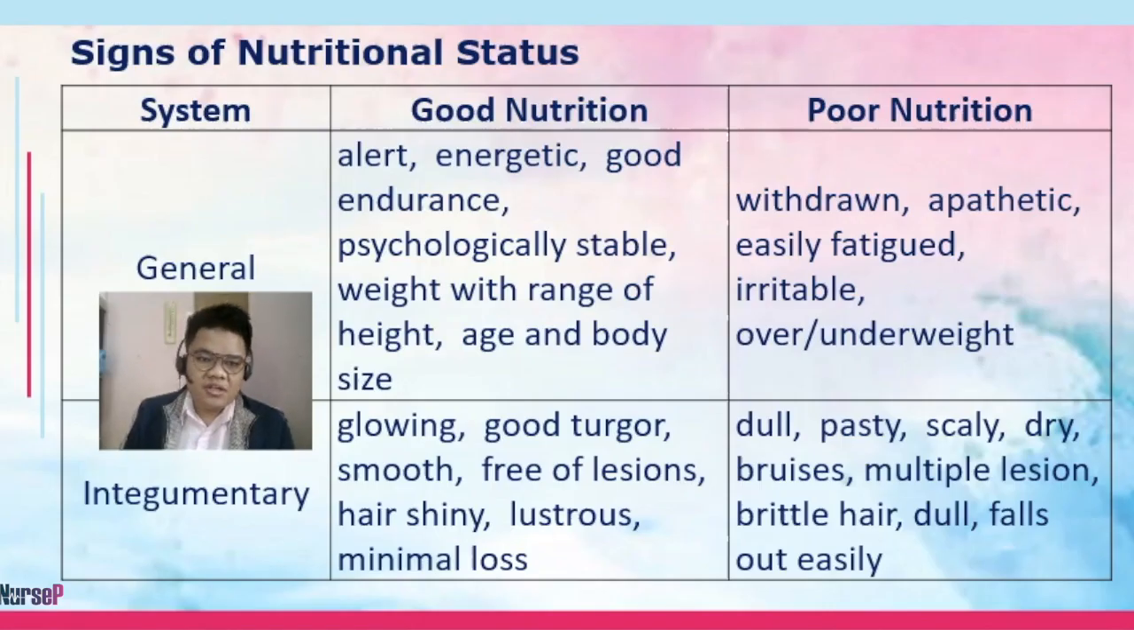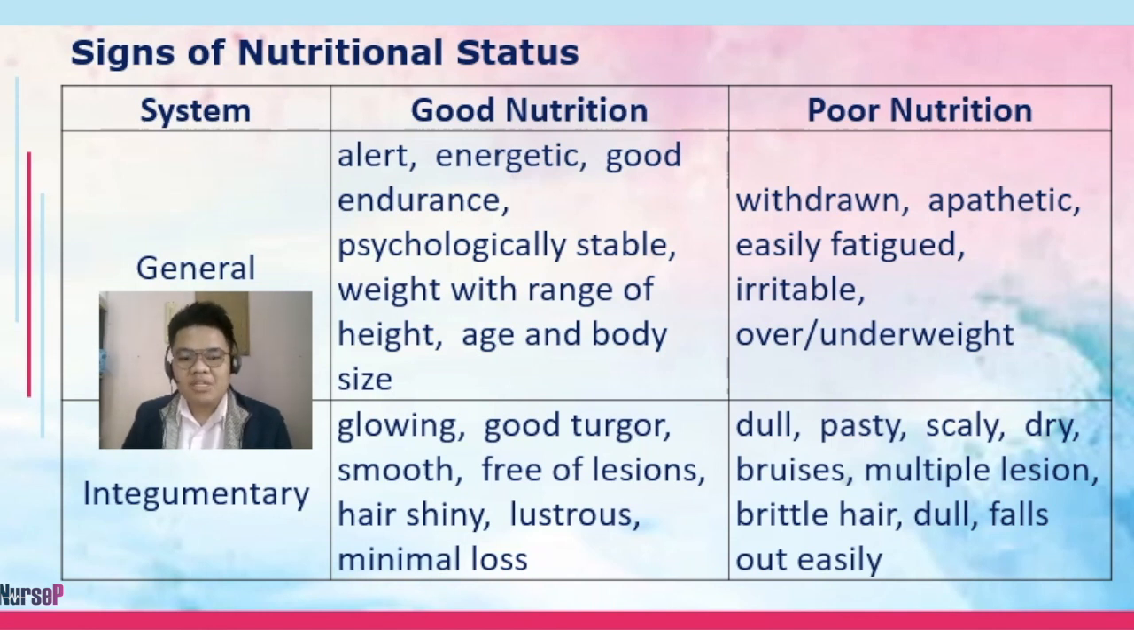This slide differentiates the signs of nutritional status for good nutrition and poor nutrition. Allow me to focus on some items. Generally, a patient with good nutrition would appear to be psychologically stable, whereas a patient with poor nutrition has the tendency to become withdrawn and apathetic. That simply means that the nutrition also affects the psychological status of our patient. Easy fatigability is usually caused by anemia. Okay, and anemia may be caused by the lack of a specific type of vitamin B or because of the lack of protein, which is your hemoglobin. Also, the patient has a tendency to become irritable if there is poor nutrition.